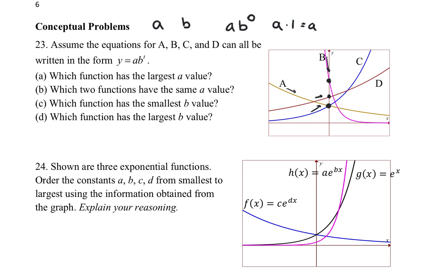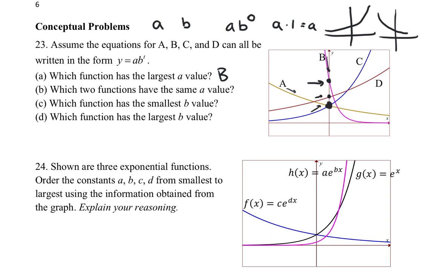for this. So I know that if my graph looks like this, I am growing. And if my graph looks like this, I am decreasing. If the line is steeper, I know I have a higher value. And if it's flatter, I know I have a lower value. So using that information, I'm going to answer A through D for this problem. So which function has the largest A value? We answered that in our explanation. That's going to be B, because B has the highest y-intercept.